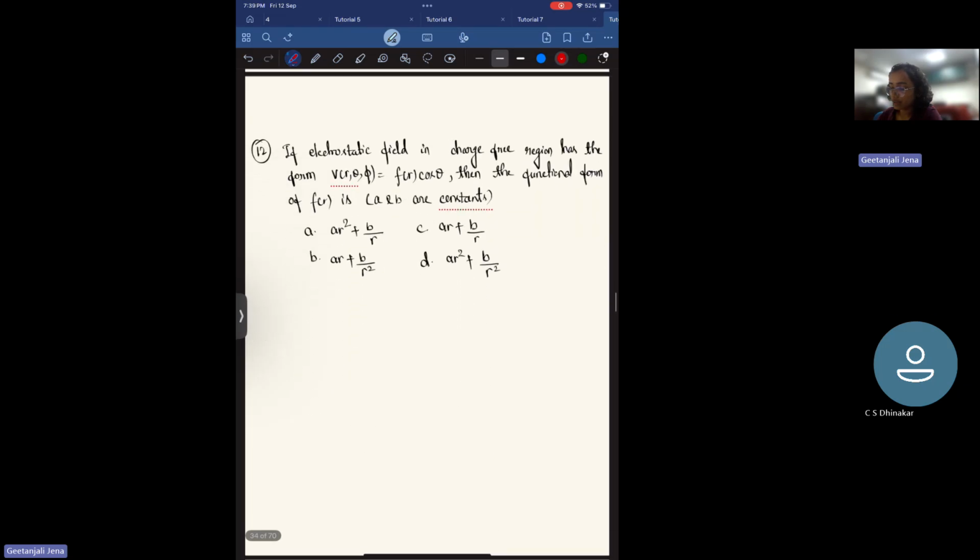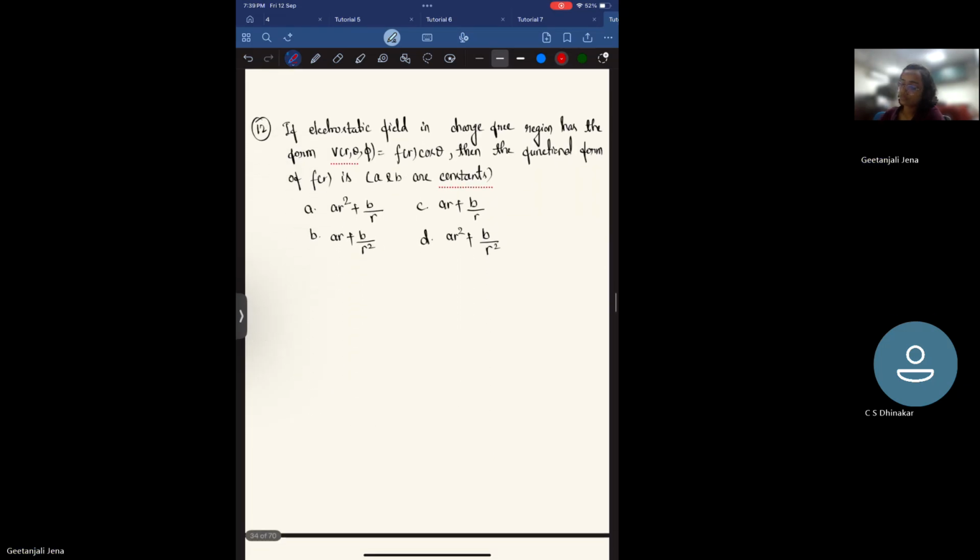Okay, so let us move to our next problem. There is an electrostatic field in a charge-free region, of the form V of r, theta, phi equals f of r cos theta. You need to find the functional form of f of r, given that f of r is one of these four options. There is a charge-free region and V is given.